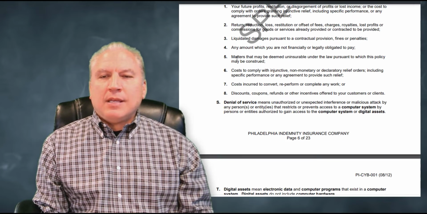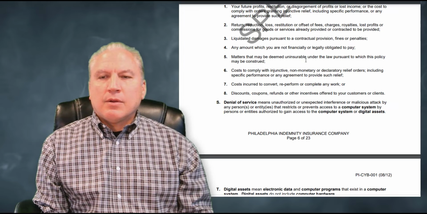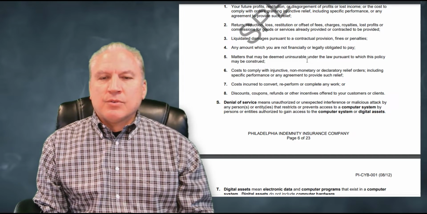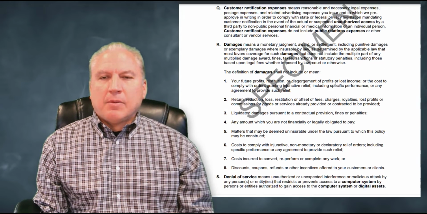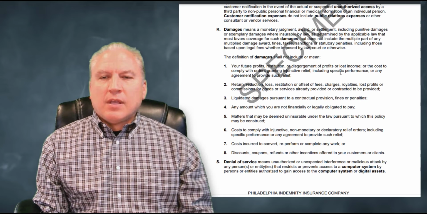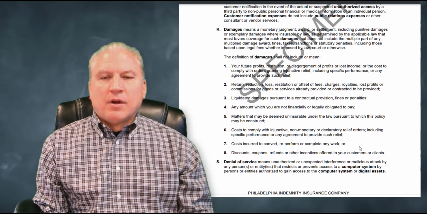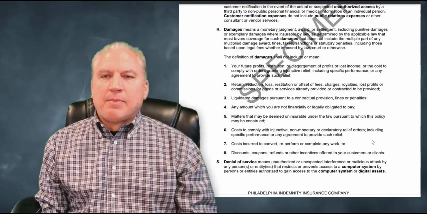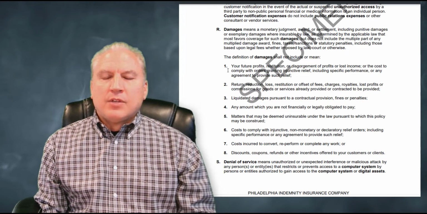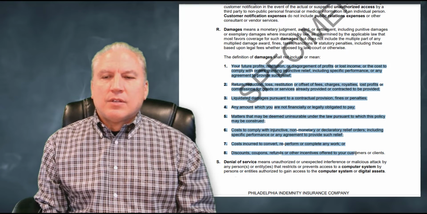Matters which may be deemed uninsurable under the law under which this policy is construed. Those are damages that are not included. Think about that. All these things are not part of your coverage. Why is that important? It makes it more important to prevent something happening in the first place, because any of these things are going to be out of your pocket.